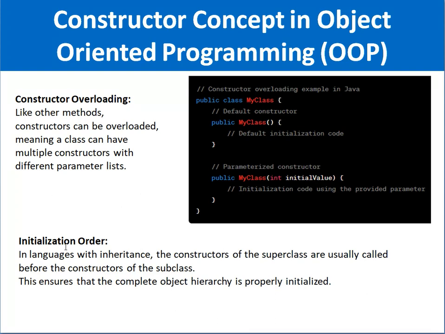Initialization order, in languages with inheritance, is basically a concept in which the child class inherits the parameters and the methods from the base class. The constructors of the superclass are usually called before the constructor of the subclass. Remember one thing, the constructor of the base class or the parent class will always be called before the constructor of the child class. This ensures that the complete object hierarchy is properly initialized as well.